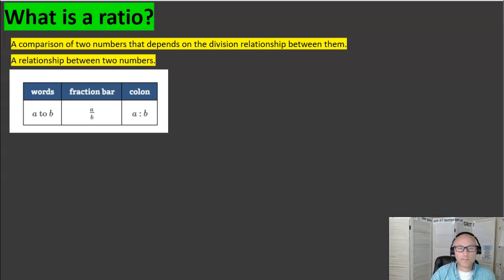You can write this in many ways. If we say A is our number of doggies, and we say B is our number of kitties, we can write this as 3 over 2. It looks like a fraction, but it's not. We'll talk about the difference in a few moments.